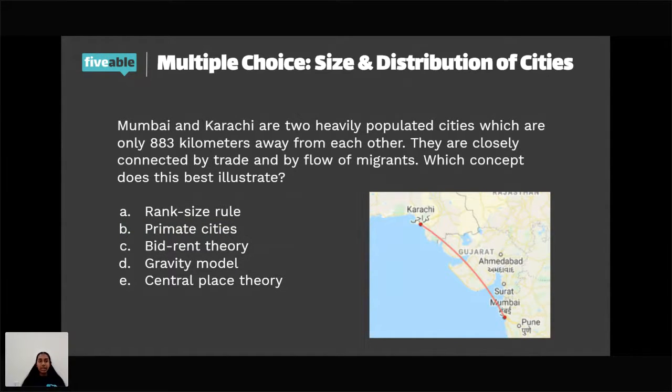So I'm seeing both D and A, and the correct answer is actually D. Good job, Daisy. So this demonstrates the gravity model because they are close together in distance, as you can see on the map as well, and they're closely connected. I think you may have confused the rank size rule with the size of the cities. With the heavily populated, I understand why, but this best describes the gravity model. So good job to both of you.